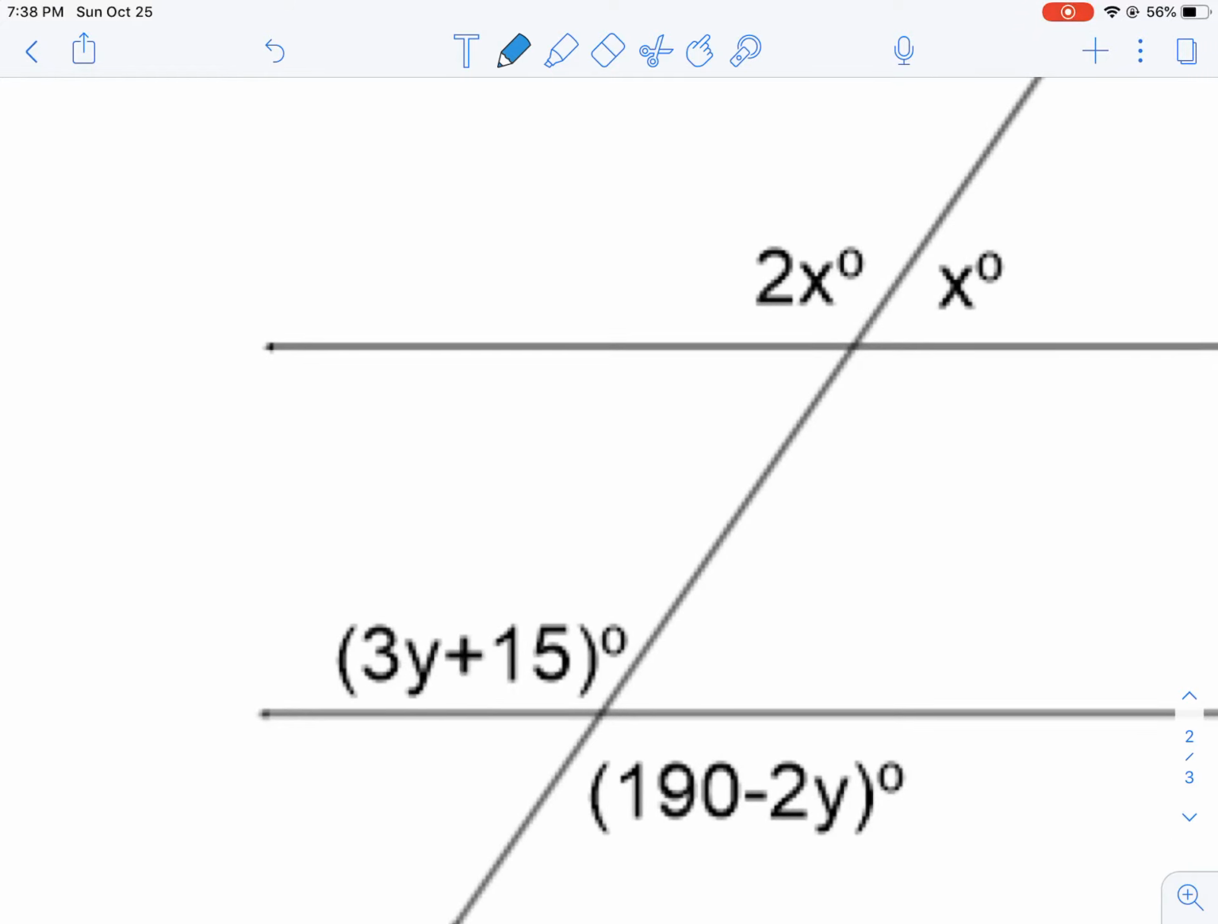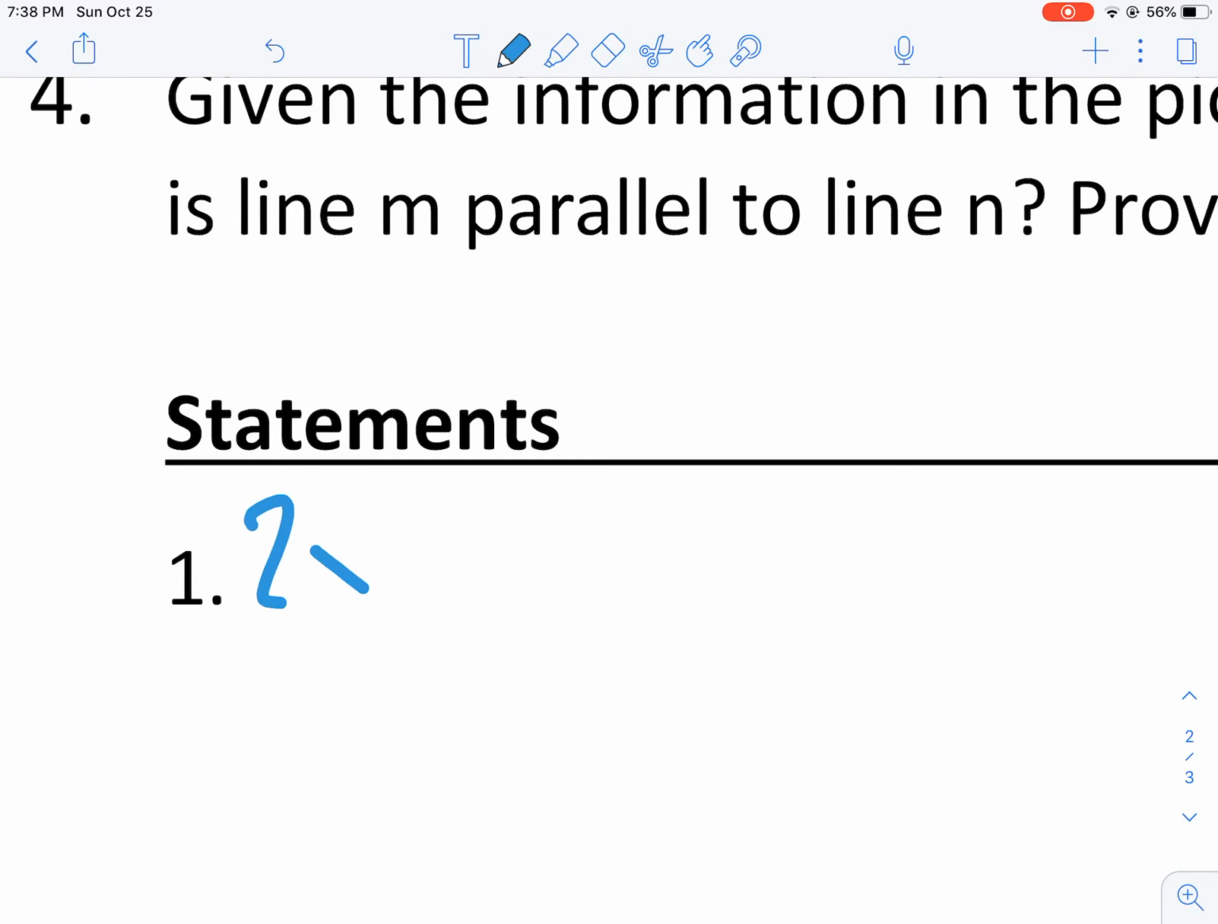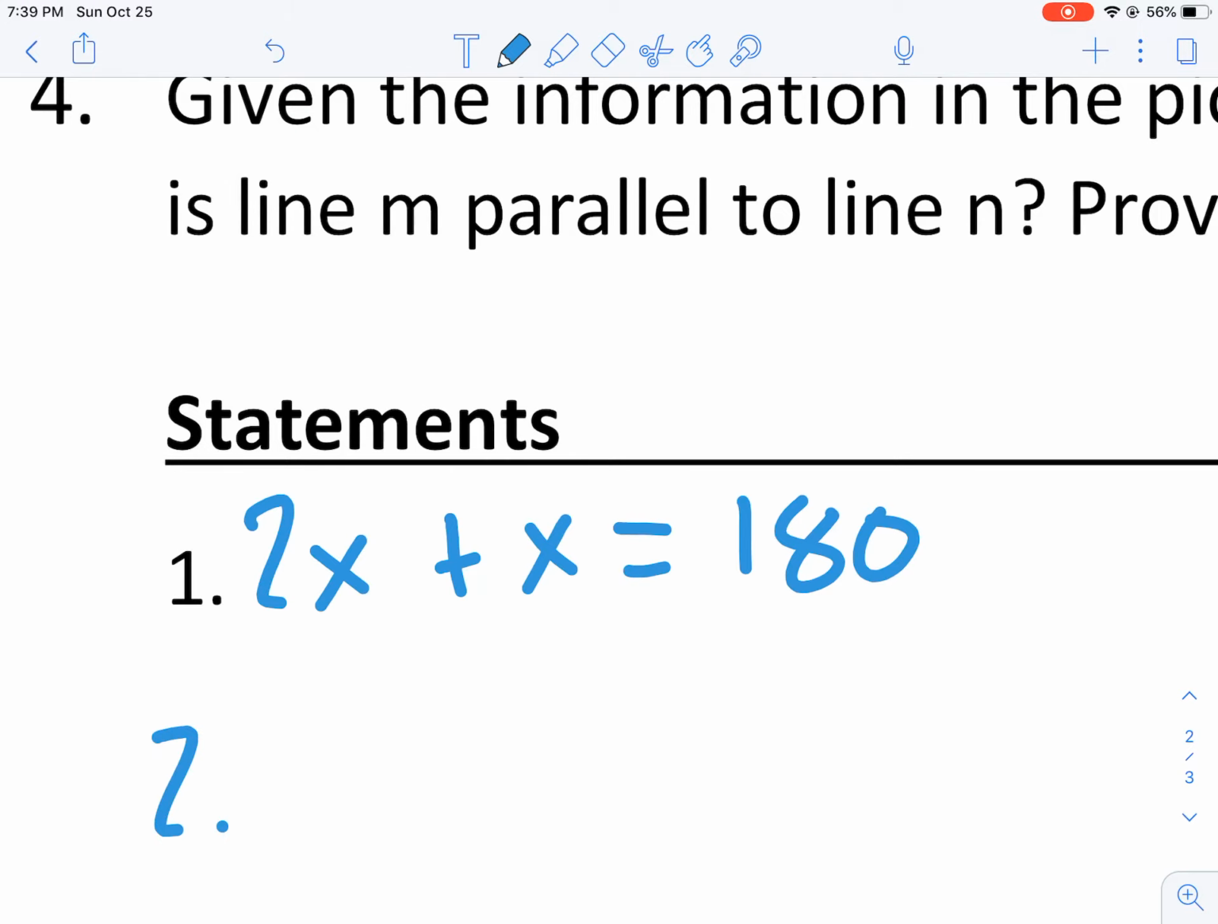So what's x going to be? Well, we know that these two angles add up to 180, right? So let's go ahead and find x first. We've got 2x plus x equals 180. That's given because that's in the picture. How would we solve this? 2x plus x, that's 3x equals 180.